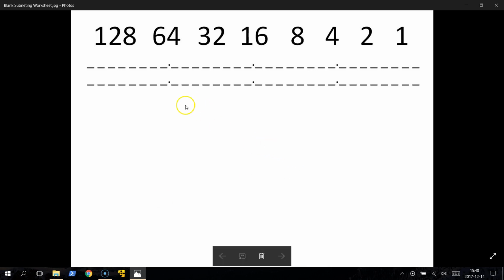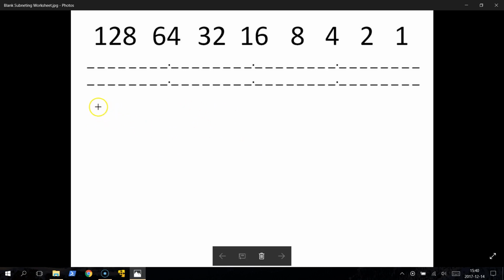So let's get started. The important thing to realize is we're working with binary, and the worst part about variable length subnet mask is simply that we don't like binary. Our brain doesn't like going back and forth between binary. All right, so let's take a look.